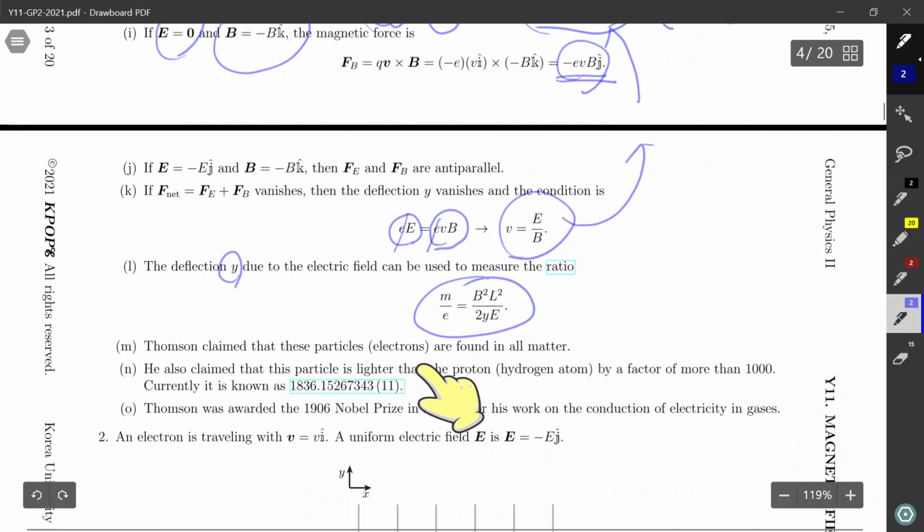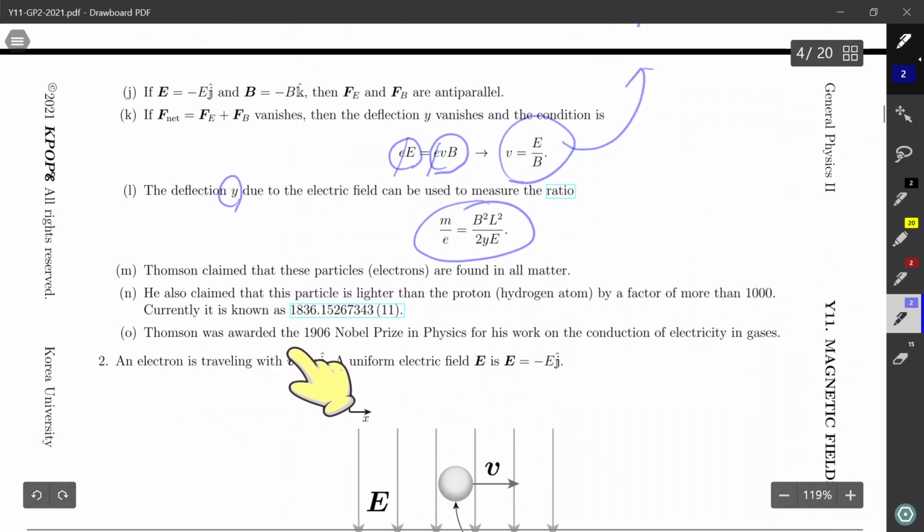Thomson claimed these particles, the electrons, are found in all matter. He also claimed that this particle is lighter than the proton by a factor of more than 1000. Now it is known to be 1836.1526, and so on. Thomson was awarded the 1906 Nobel Prize in Physics for his work on the conduction of electricity in gases.